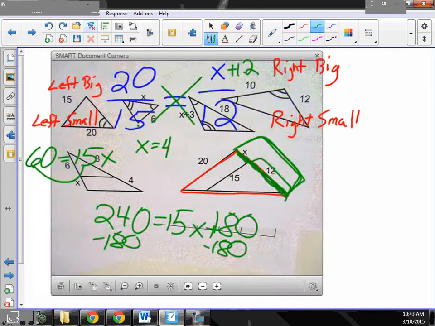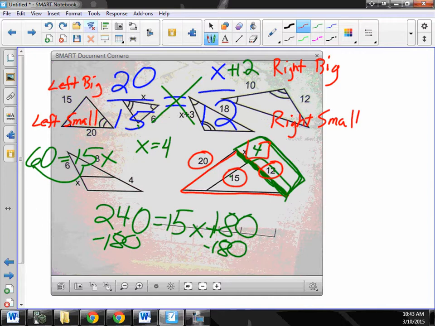Now it's really obvious to see, if 15 matches up with 12, 20 can't possibly match up with 4, because 4 is smaller than 12. But 20 does match up with 16, which is a whole length. Okay?